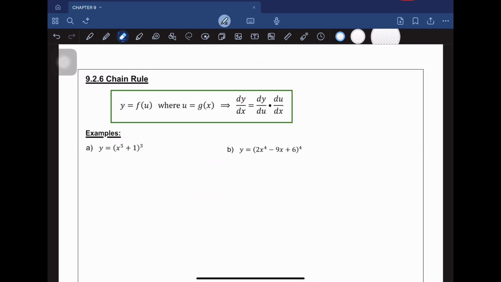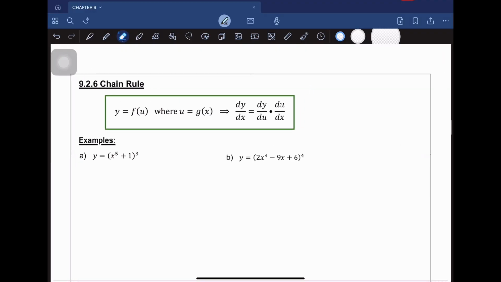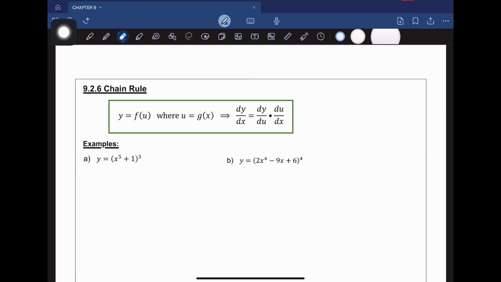Okay guys, so now we are at the last page for chapter 9.2. Last page already, so please focus. Next kita ada chain rule pula. So chain rule ni is actually sama je dengan power rule, cuma method dia different sikit.